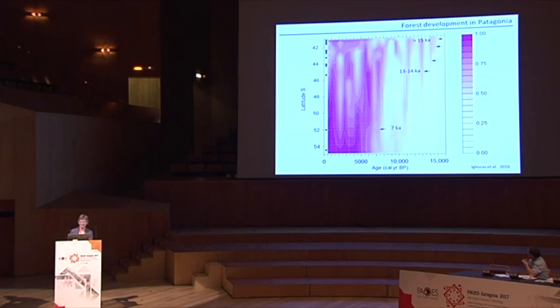But the most interesting thing is that you can see this sort of time-transgressive development of closed forest in the region. So in the northern sites, it starts at greater than 15 K. By the time you get to 45 degrees latitude, it's 13 to 14 K. And it's not until about 7 K that you get closed forest developing. And this is following the southward shift of the westerlies.